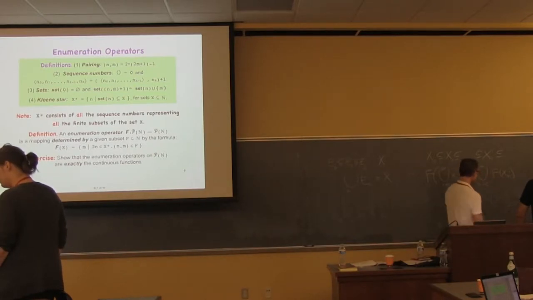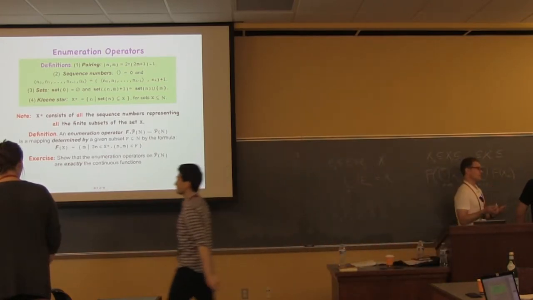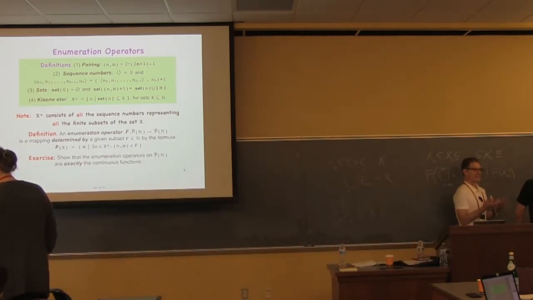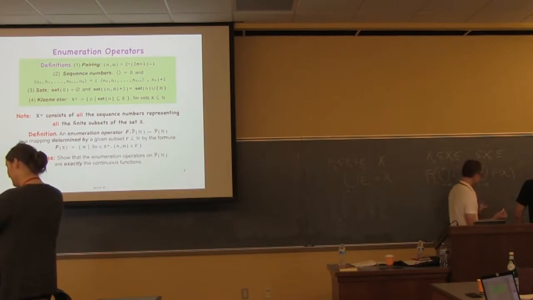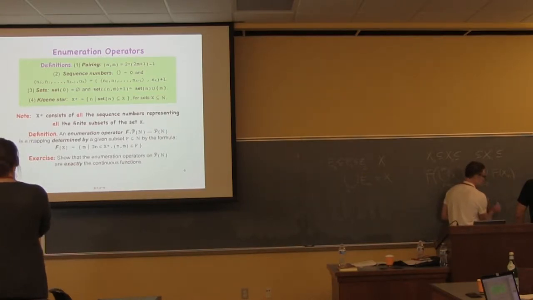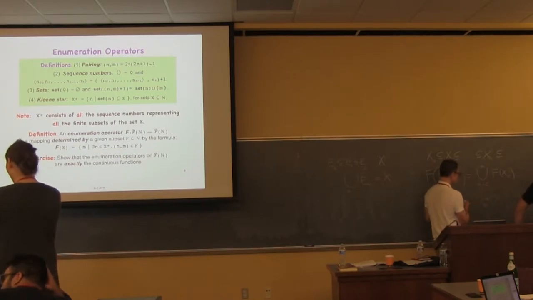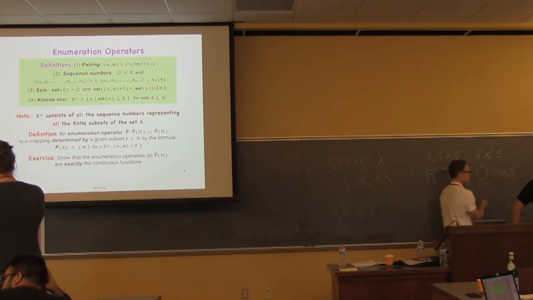So we need some setting where this is going to work out. And it turns out that the power set of N setting, the continuous functions on the power set of N, is going to be okay. We're limiting the scope: instead of talking about all functions, we're only going to talk about the continuous functions. You can have a set and then continuous functions on that set and end up with the same size.